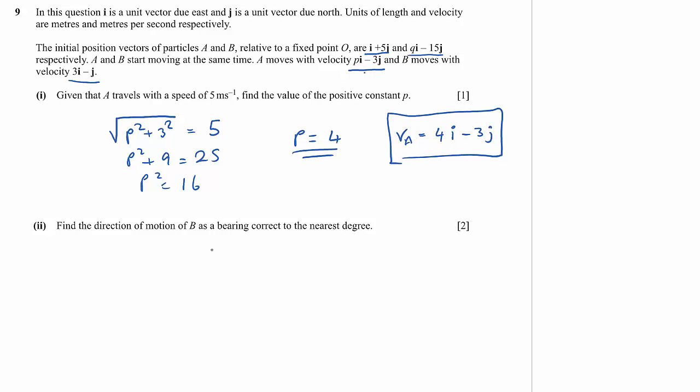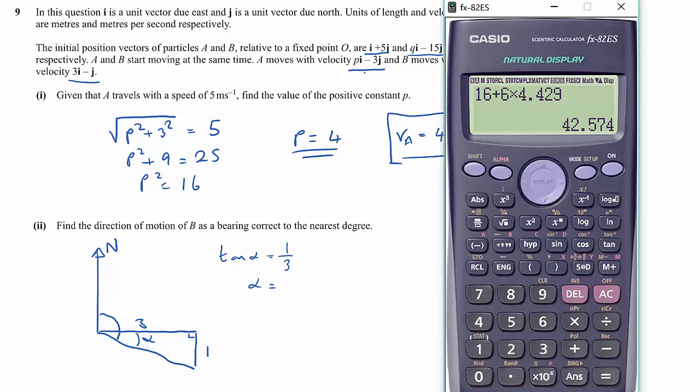Find the direction of motion of B as a bearing correct to the nearest degree. So it's going with 3i minus j. So here's north, and the velocity is 3 across and 1 down, 3i minus j. So it's down that way. So the angle we want as a bearing is this one. Let's just call this one alpha for a second. That's a right-angled triangle. So I can say that tan alpha is 1/3, and therefore alpha is going to be the inverse tan of 1/3.